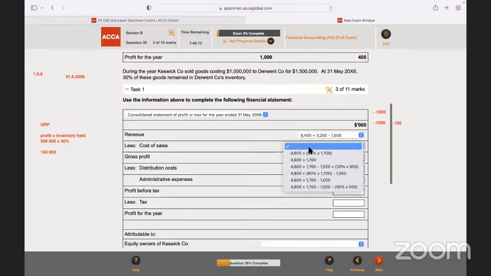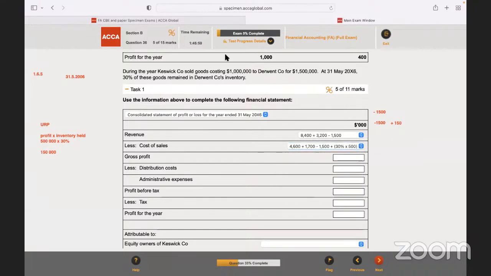Right. So that's going to be 4,600 plus 1,700 minus 1,500 and plus 30% of 150. That's correct. Now, guys, how did we get 150? 30% of 500. So this has to be the answer. Correct. Right. Then guys, next one, gross profit.